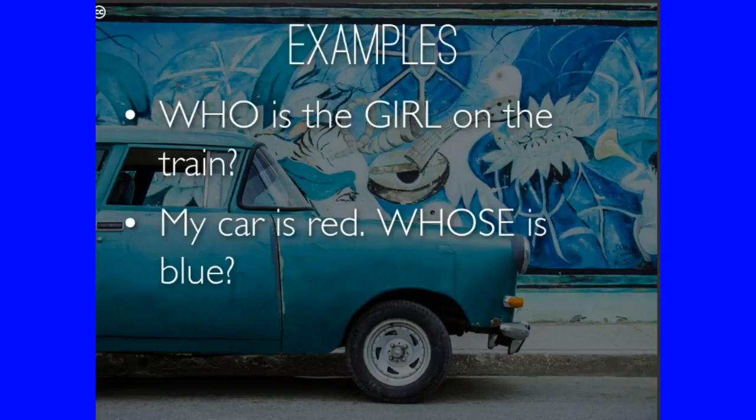However, in example 2, that is not the case. Whose, which is also an interrogative pronoun, does not have an antecedent. It is actually referring to car, which appears in another sentence.